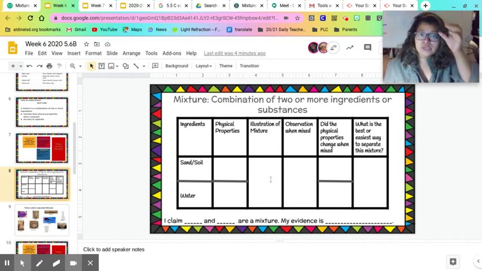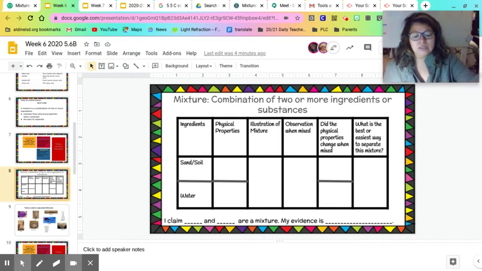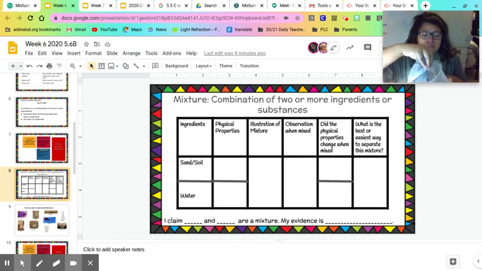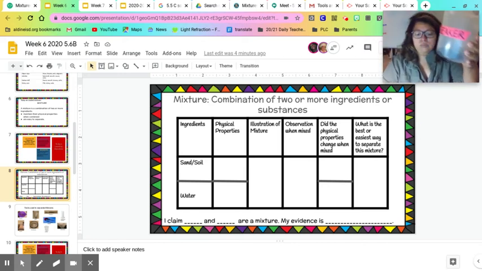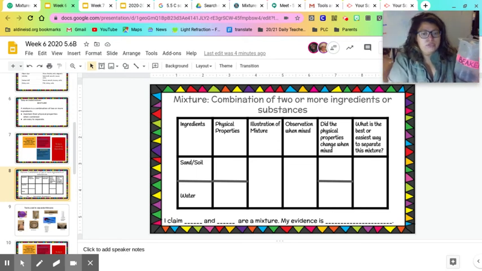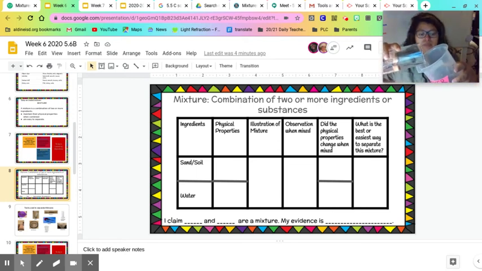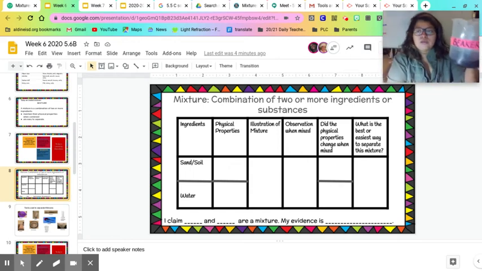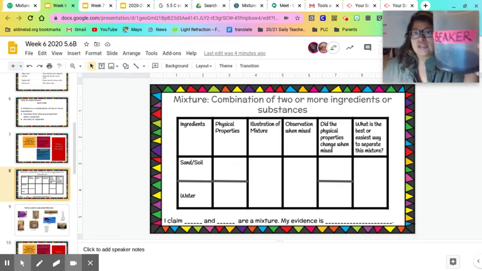So now we're going to illustrate this mixture. What's it going to look like when I combine it? So I'm going to go ahead and take my beaker, place my soil in here. Then I'm going to add some water. So I want you to go ahead and illustrate what this looks like in your journal.